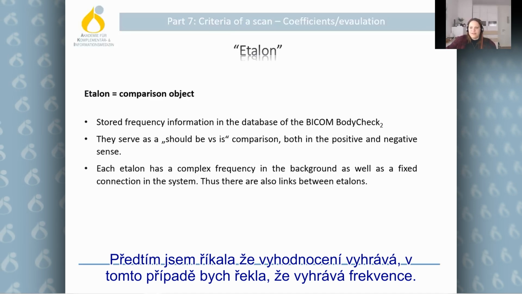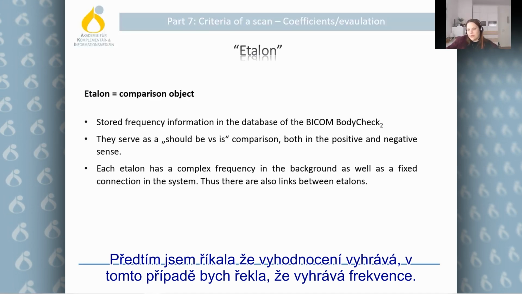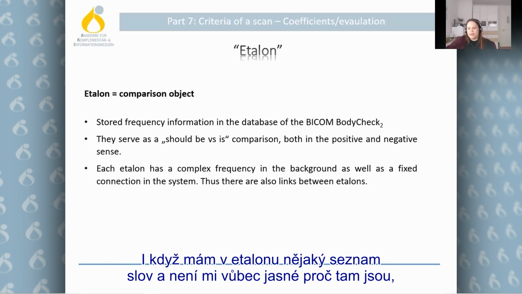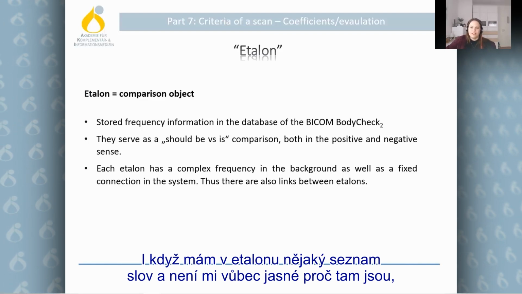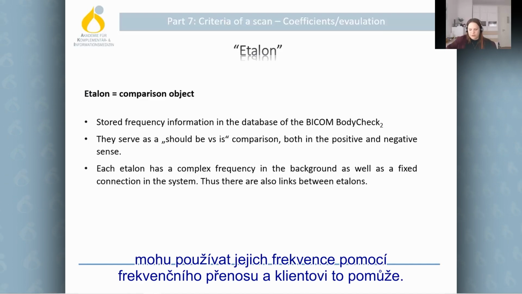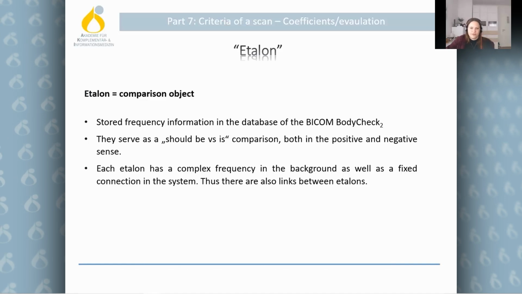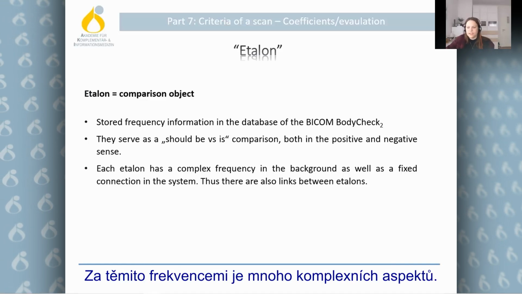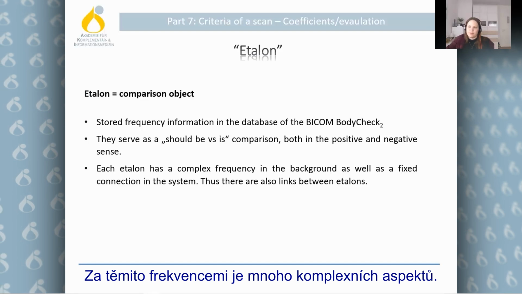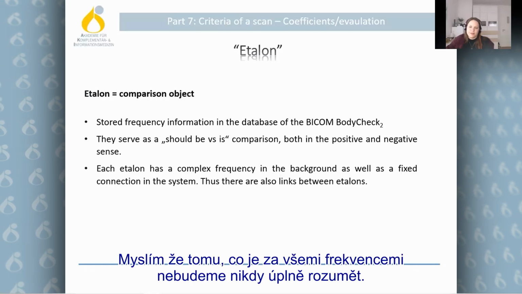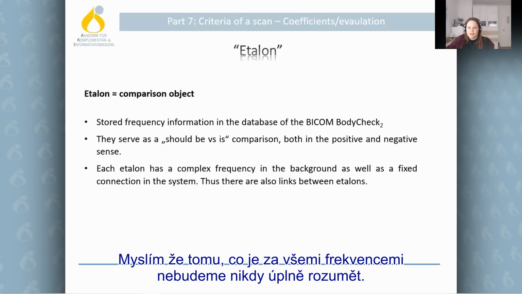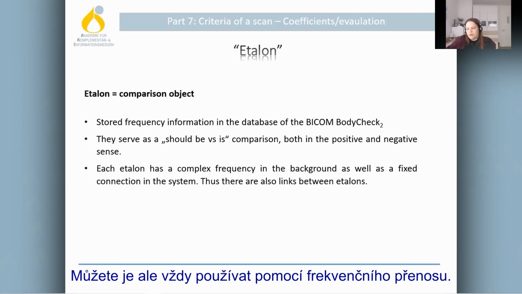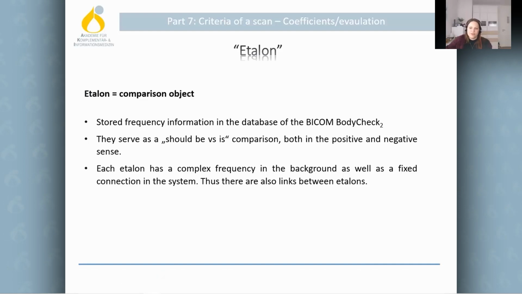So I said before, the evaluation wins. In this case, I would say the frequency wins, even if I have a word listed with an etalon that I don't know why it's listed like this. I can use the frequency because it would help when you use the frequency transfer, for example. So you have many complex aspects behind this frequency, and I think we will never understand the whole information that's behind these frequencies, but you can also always use it as the frequency transfer when you do the treatment.